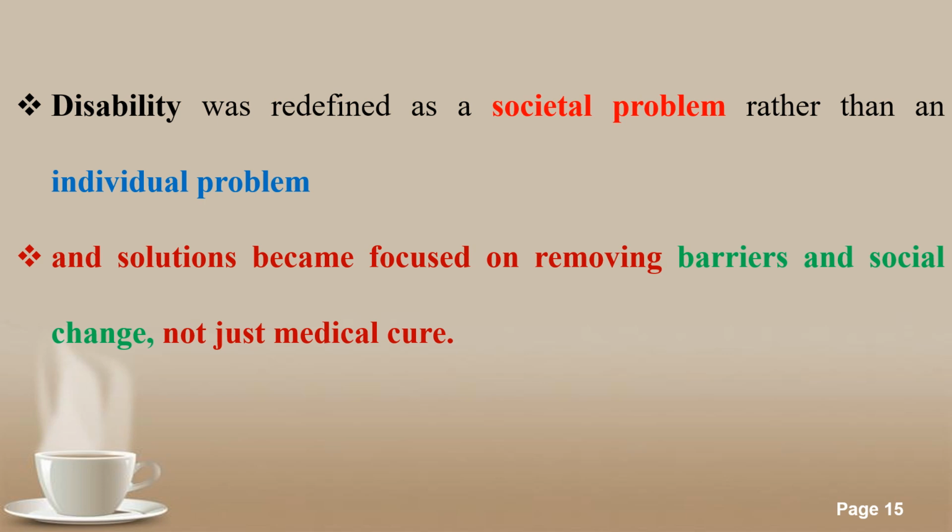According to the social model, disability was redefined as a societal problem rather than an individual problem. The solution becomes focusing on what? Removing barriers.